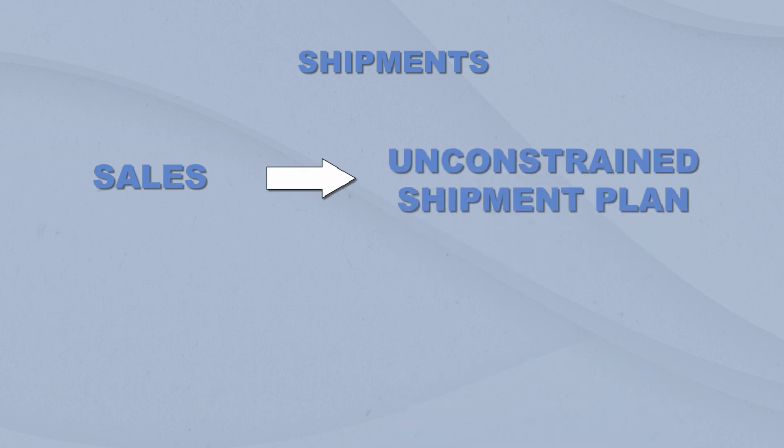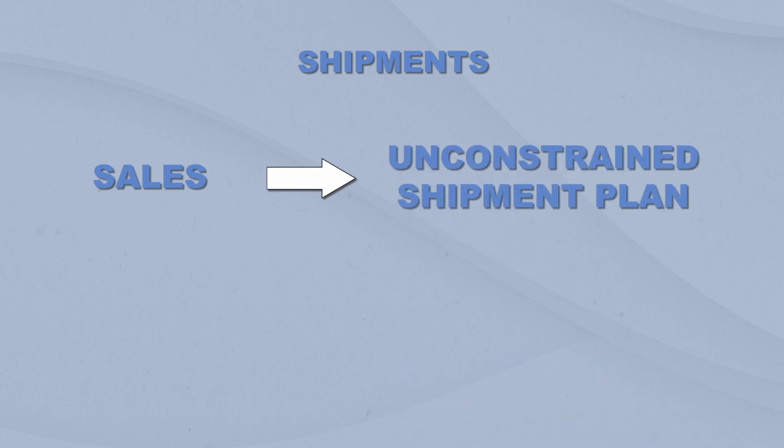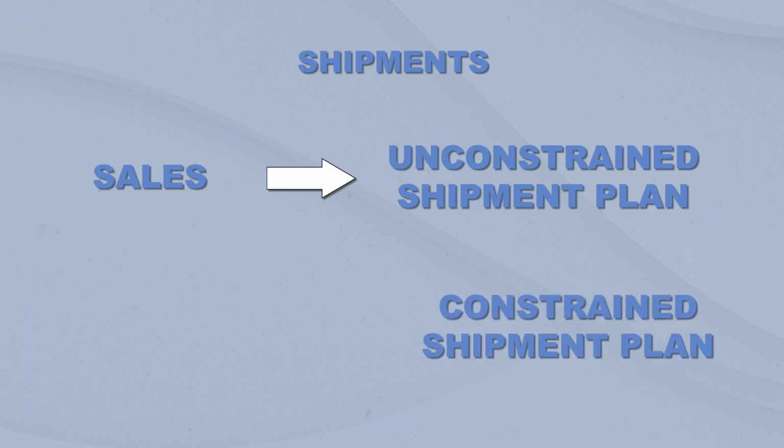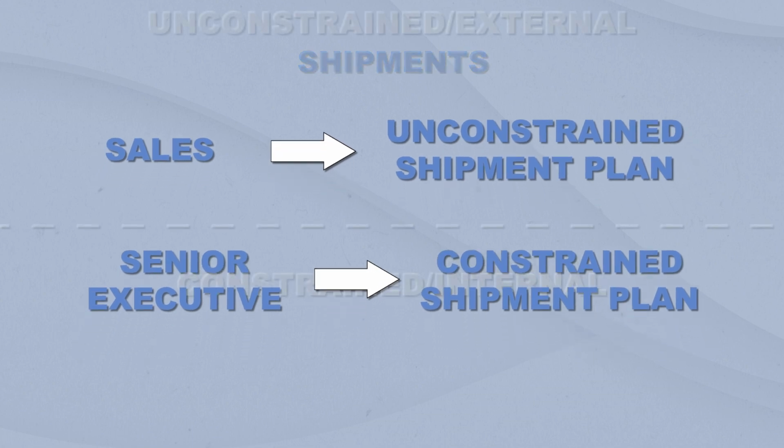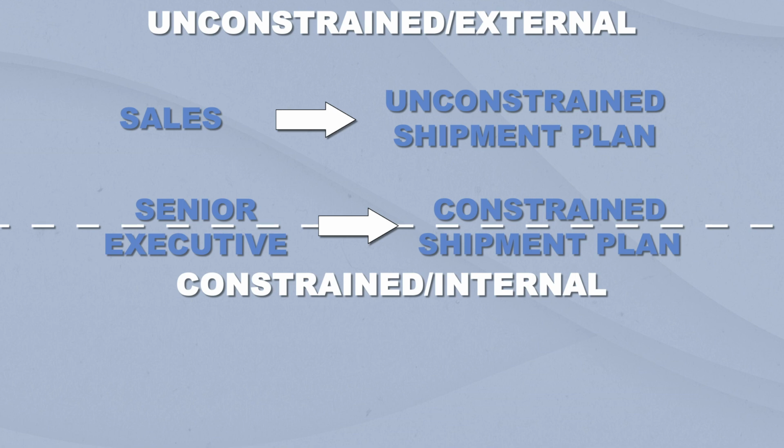And that brings us to shipments. This is where it gets interesting. Sales is accountable for the unconstrained shipment plan. However, the final shipment plan needs to be supported both by sales and operations. When we arrive at this is the constrained shipment plan. The senior executive is accountable for signing off on this plan, as it is the plan that straddles the line between the unconstrained and the constrained view.